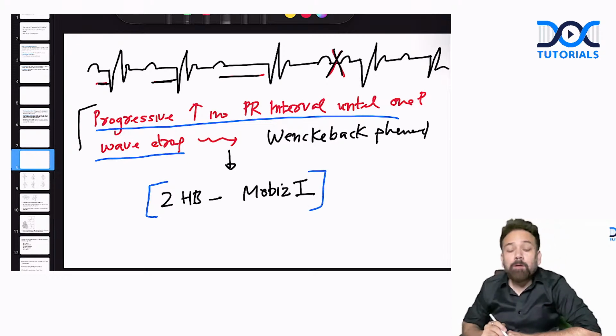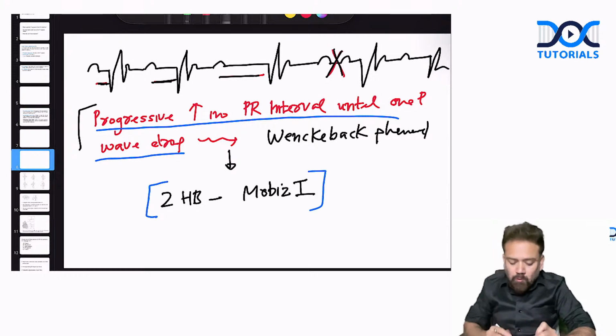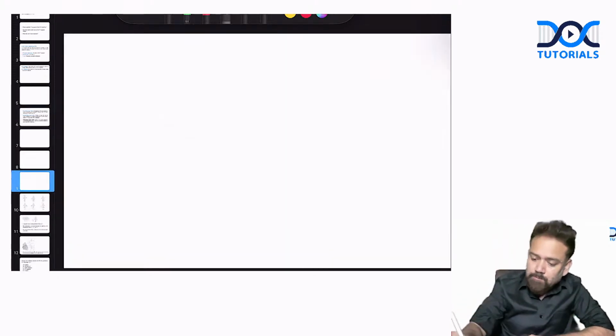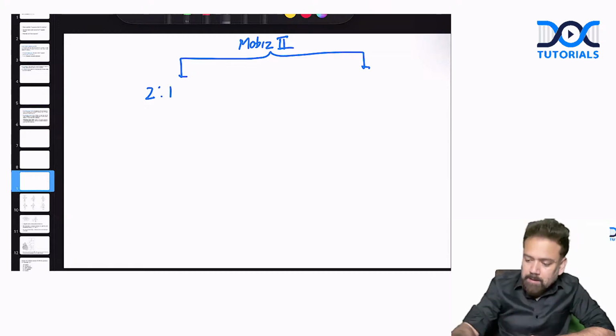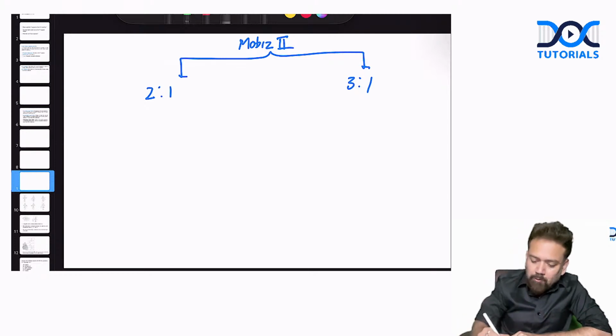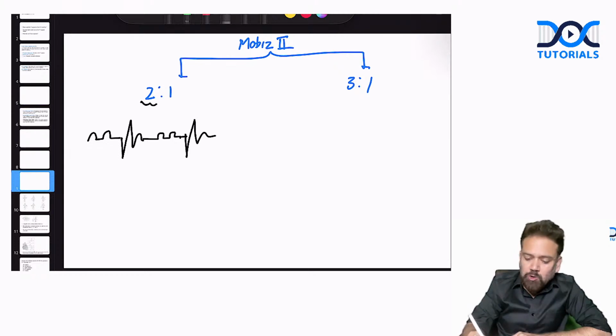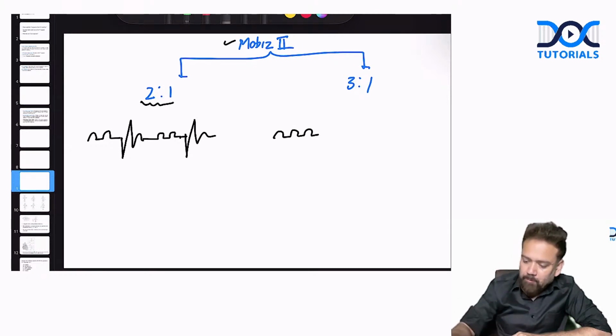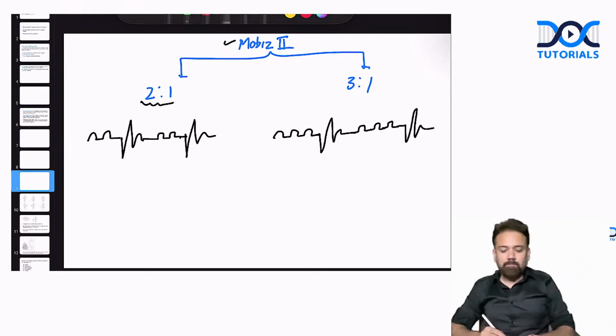It is Mobitz 1. Now, in the other variety, that is Mobitz 2, what is there? I will discuss again. What about Mobitz 2? In Mobitz 2, there are two different varieties. One is called 2:1, other is called 3:1. And it's very simple. If there are two P waves followed by one QRS, it is called 2:1 Mobitz type 2. If there are three P waves, one P wave, two P wave, three P wave, and then again one QRS, it is called 3:1.